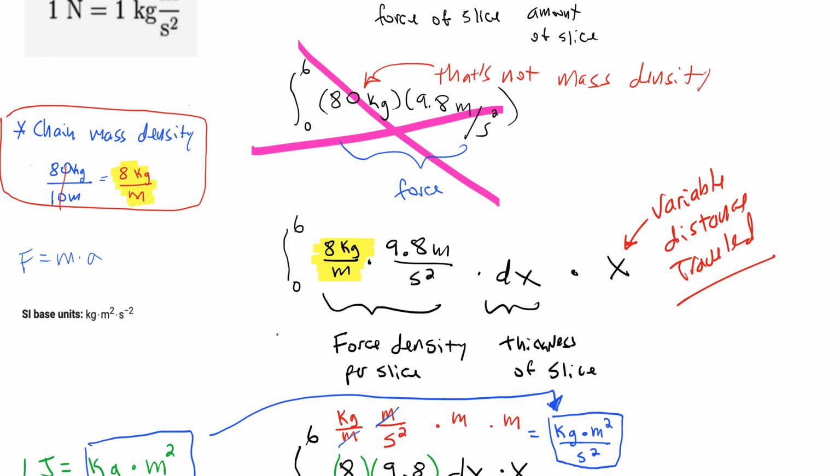That's going to give me the force per meter, and force per meter is force density. So this is force density. We have force density, which is what we need, times dx, which is the thickness of the slice. You're just always going to have that times variable distance traveled. Bam.